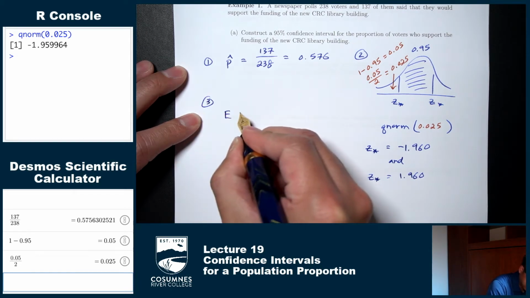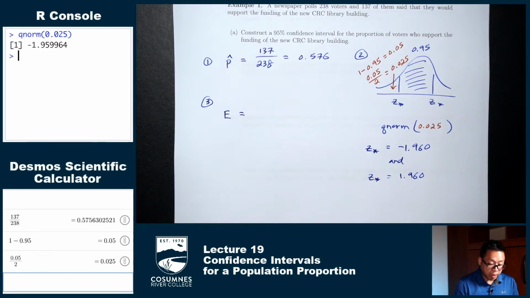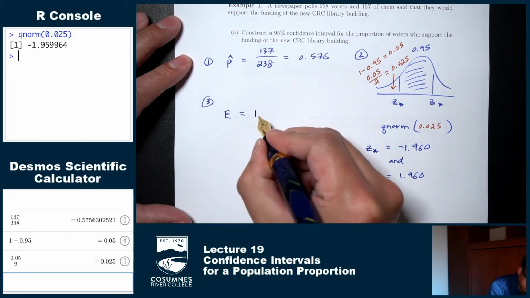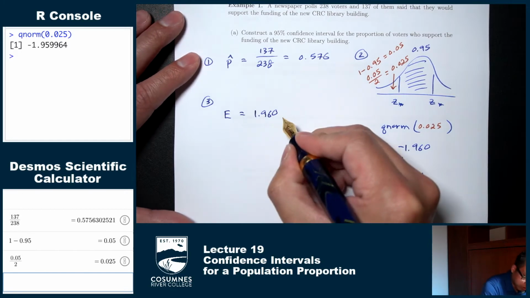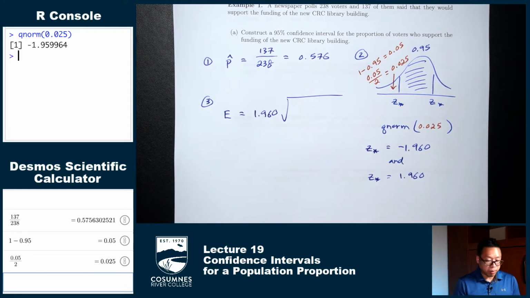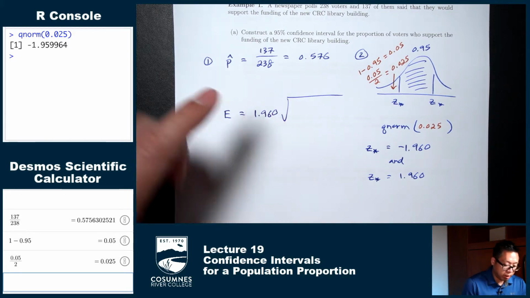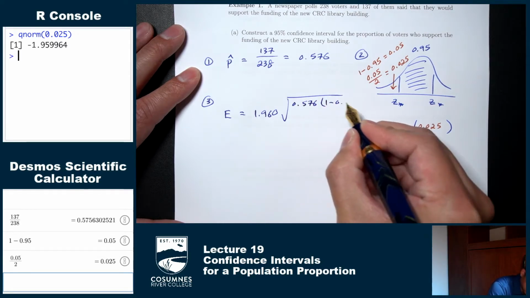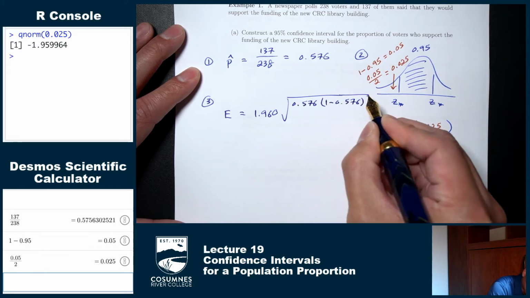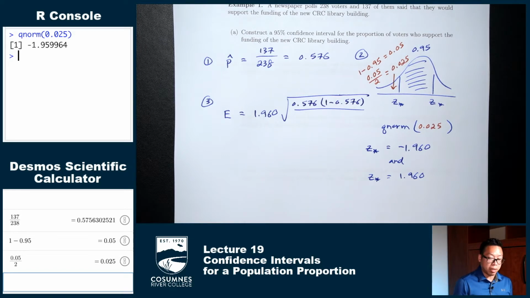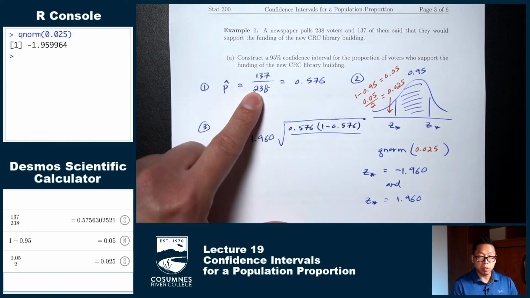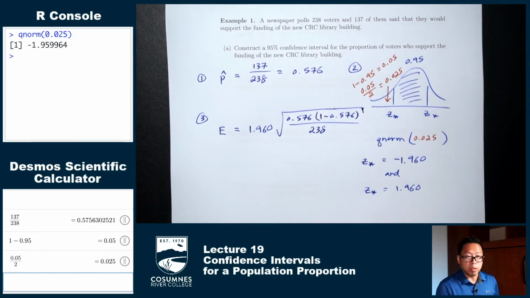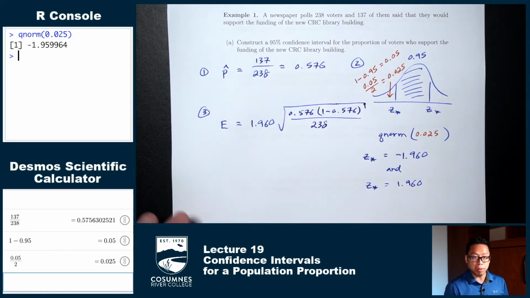Okay, formula says Z star. I have 2 Z stars here. I always use the positive one, so use the positive one. So positive 1.960, big square root. Inside the square root, p hat, which is our answer from step 1. P hat will be 0.576. 1 minus p hat, so 1 minus 0.576. Over n. N is our sample size, so how many people did we ask total? 238. Okay, so make sure when you write this out that the entire fraction is inside the square root.